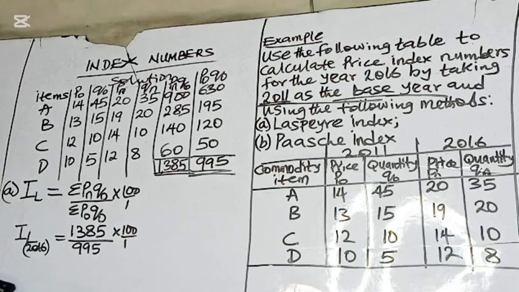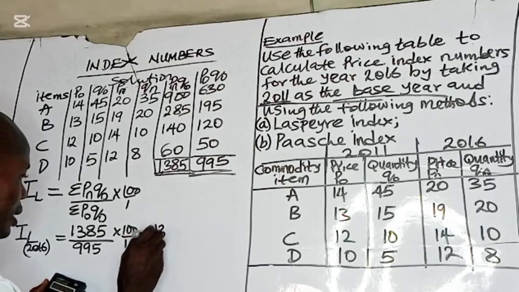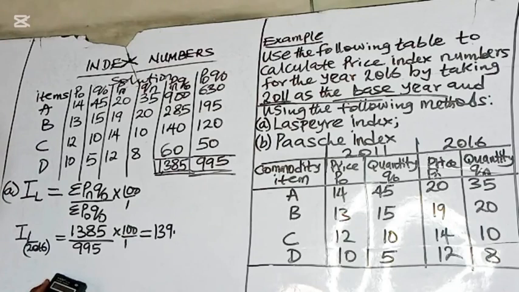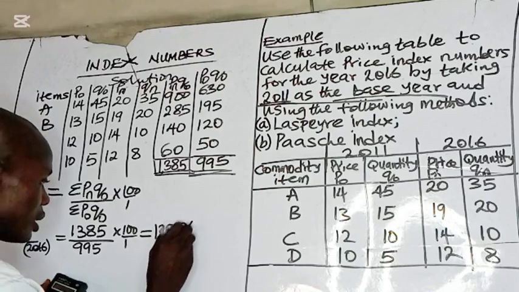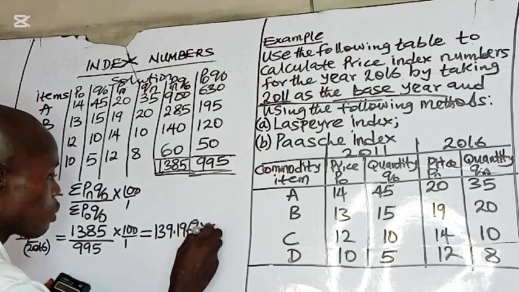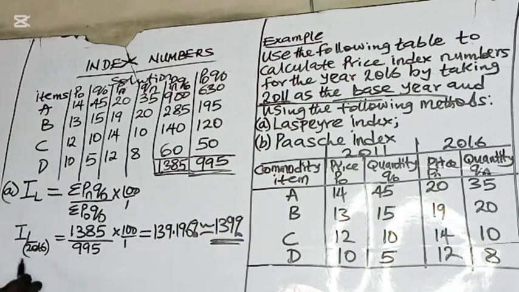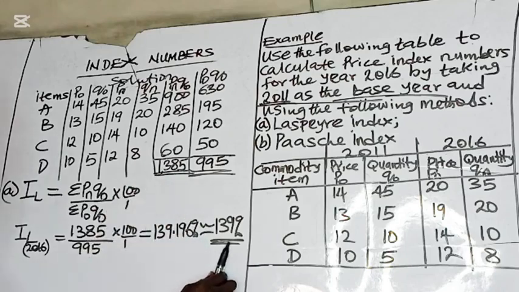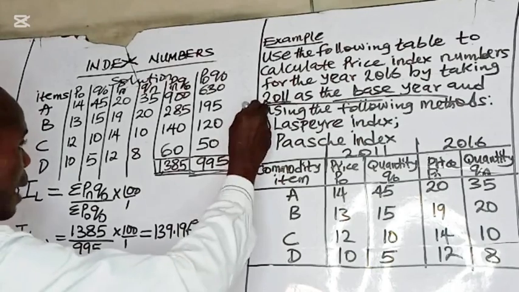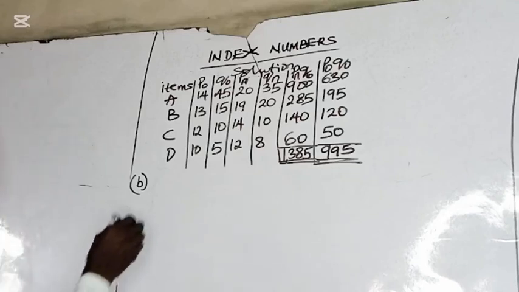So we have 139.2%, which is approximately equal to 139%. So the Laspeyres index for 2016 is 139%. That is the solution to A part of the question. Now let's take the B part of the question. Paasche's index.